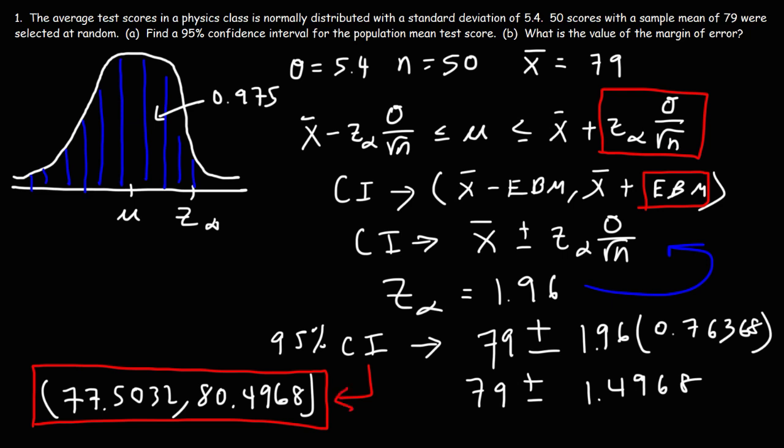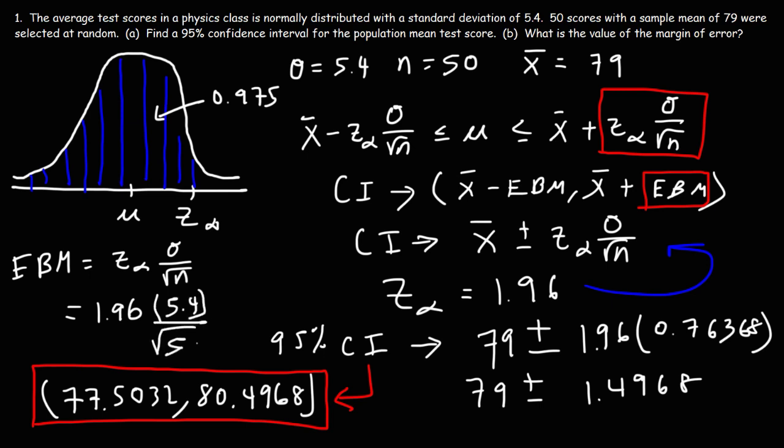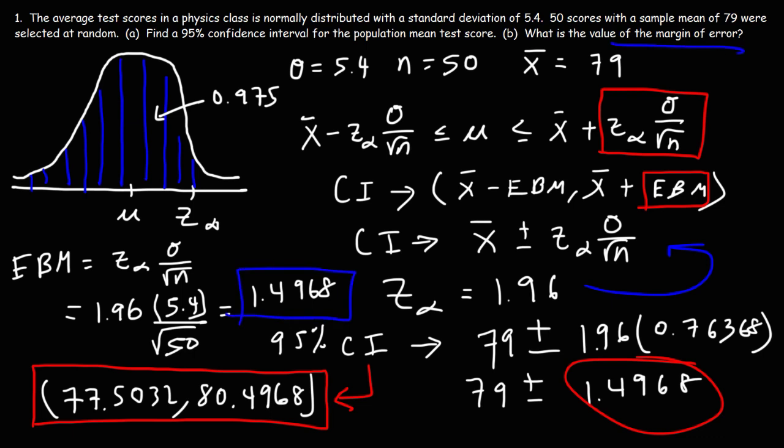Now, what about part B? What is the value of the margin of error? The margin of error, also known as the error bound for the mean in this example, is z alpha times the standard error. So it's 1.96 times a standard deviation of 5.4 over the square root of the sample size. And it's basically going to be this number that you see here. So if you were to type this in your calculator, you should get 1.4968. So that is the error bound for the mean. That is the value of the margin of error.